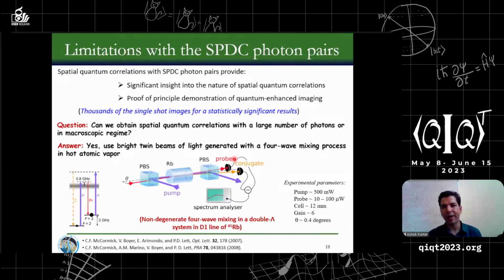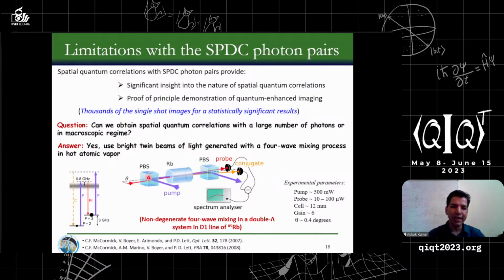In this experiment, we interact a strong laser beam and a weak beam in an atomic medium. Basically, we take rubidium vapor, and in that rubidium vapor we make a configuration called a double lambda configuration. In this atomic system, we absorb 2 photons from our laser beam, and due to energy conservation, we emit 2 photons.